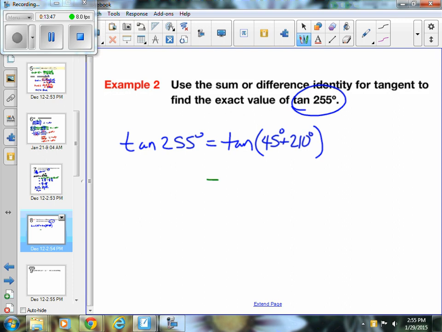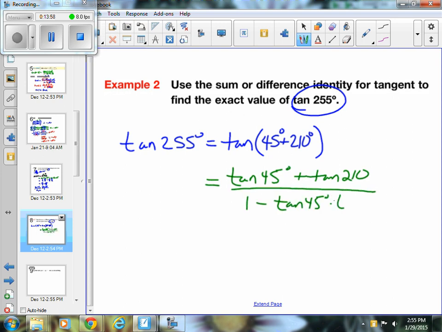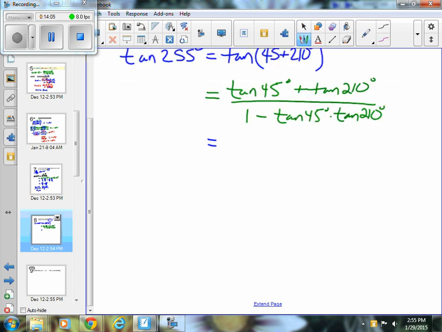So I can write out my formula. It's a sum formula. Tangent of the first plus tangent of the second, over 1 minus tangent of the first times tangent of the second. And then we can go ahead and put our values in. So just be careful. Try to think ahead a little bit here about what might work.